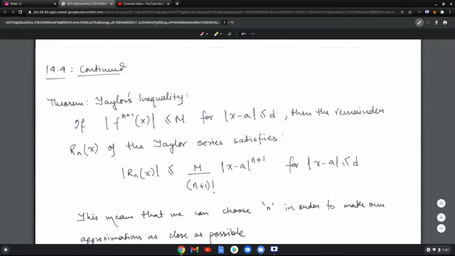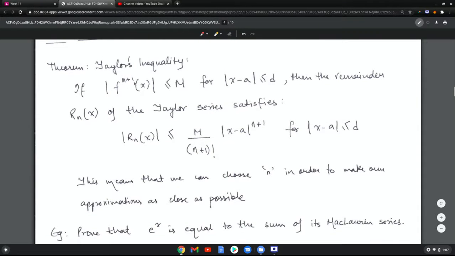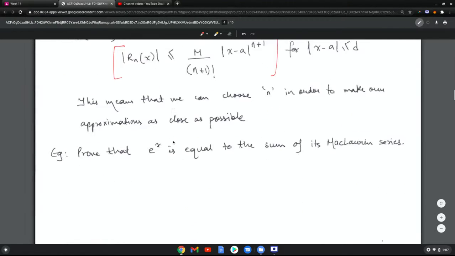Now, in order to study that, there is an inequality which says that if the n plus 1th derivative of f at x is less than M for some values of x, then the remainder satisfies this inequality, that it's always less than M times the absolute value of x minus a to the n plus 1 over n plus 1 factorial. Why this is important is because this gives us a bound on the remainder, which means by taking the limit, we can find out what the limit of Rn is.